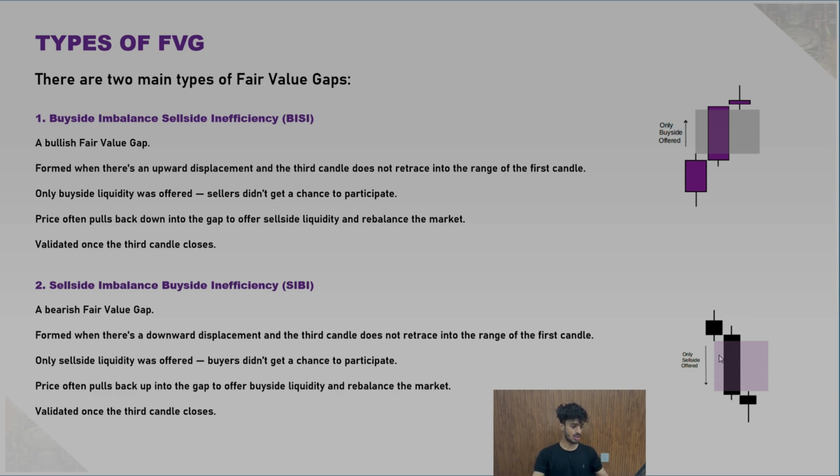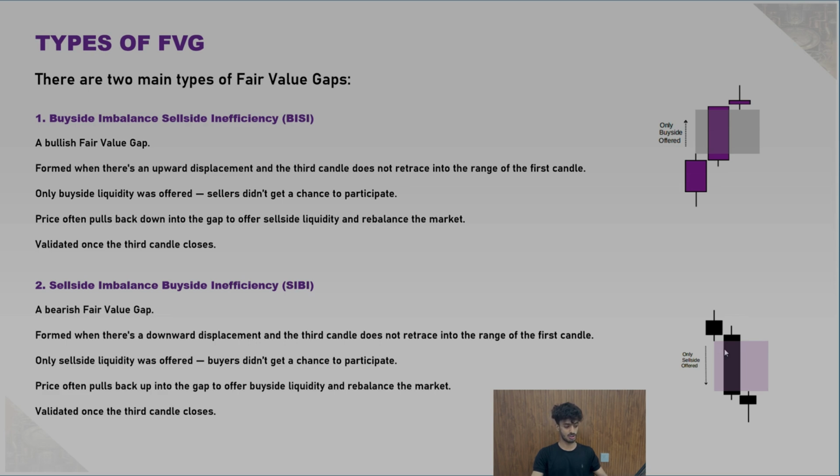So now if you look at this example, we have the first candle, the second candle, and the third candle. Now we have this low to this high. They're not overlapping. They are not touching their wicks into the high and the low. That's what we call the fair value gap. With the gap, only sell side was offered. So now only sellers are anticipating into the gap or into the displacement. Buyers didn't get a chance, of course.